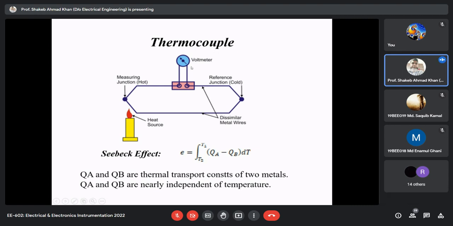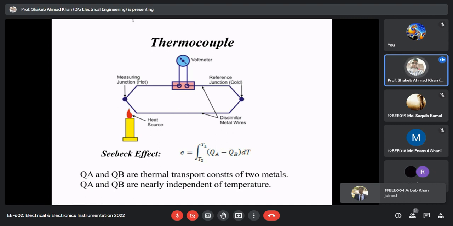And whatever voltage is generated obviously depends upon two things. One thing is the metals: what different metals are used. And second, how much temperature difference has been maintained. So this is how a thermocouple works.